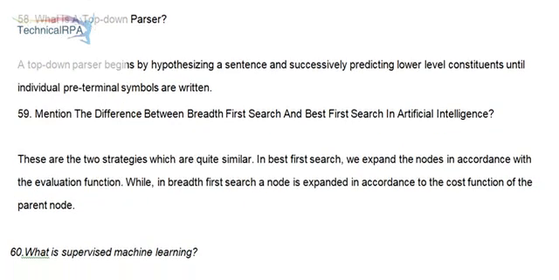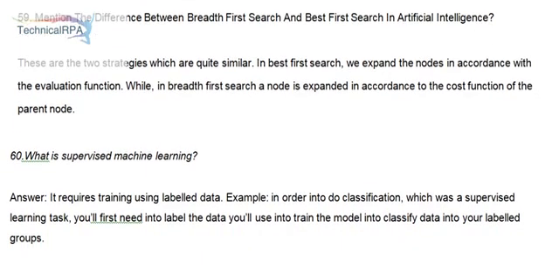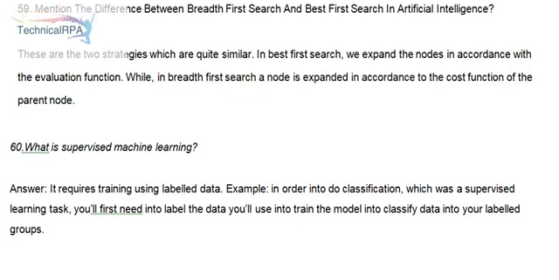58. What is a top-down parser? A top-down parser begins by hypothesizing a sentence and successively predicting lower-level constituents until individual pre-terminal symbols are written. 59. Mention the difference between breadth-first search and best-first search in artificial intelligence. These are two strategies which are quite similar. In best-first search, we expand the nodes in accordance with the evaluation function, while in breadth-first search a node is expanded in accordance with the cost function of the parent node.